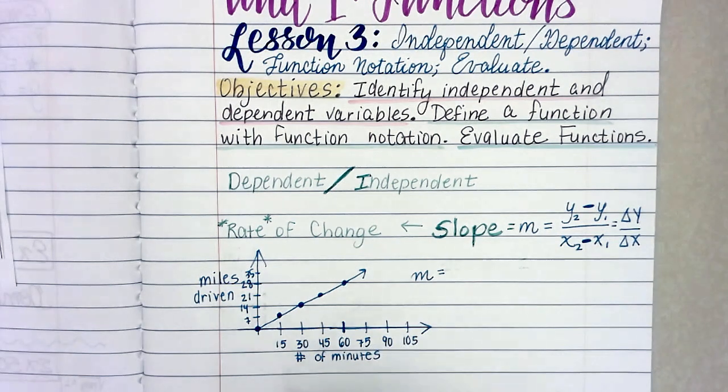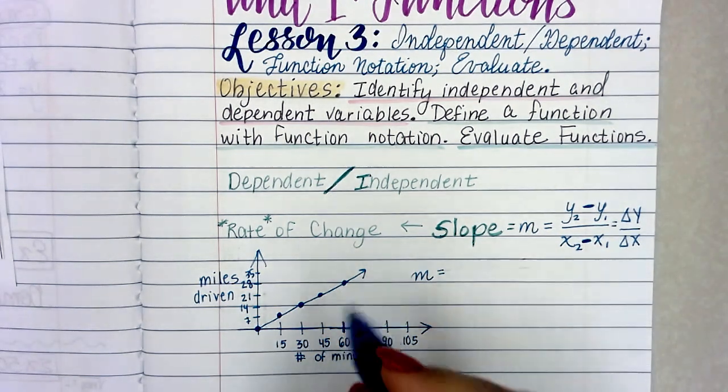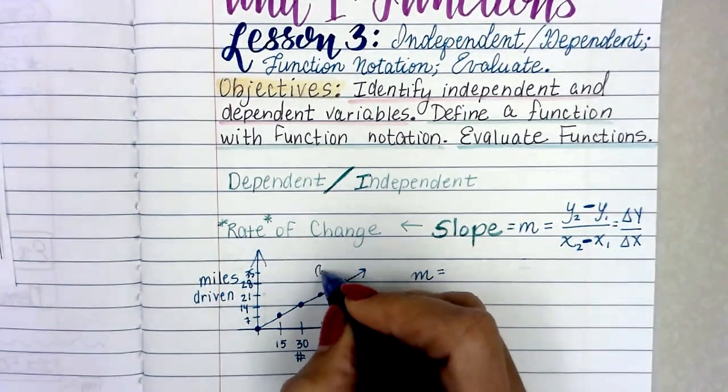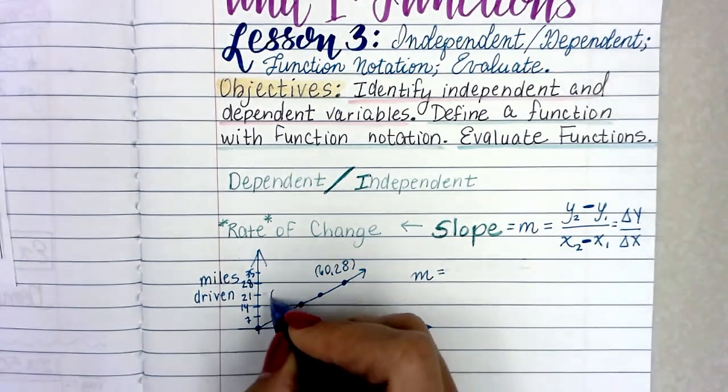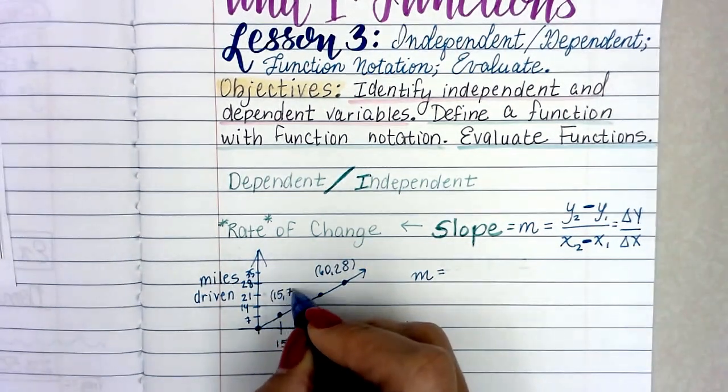So just to practice our math a little bit, I'm going to pick this one right over here, which is (60, 28), x value first. And I'm going to pick this one over here, which is (15, 7).